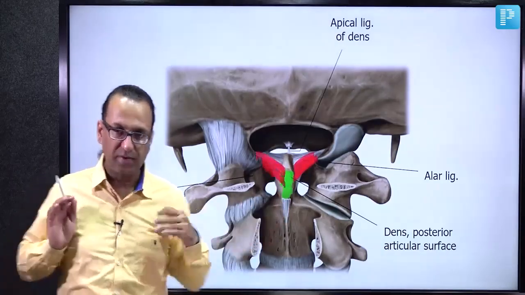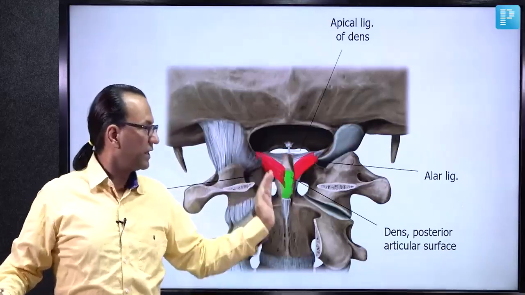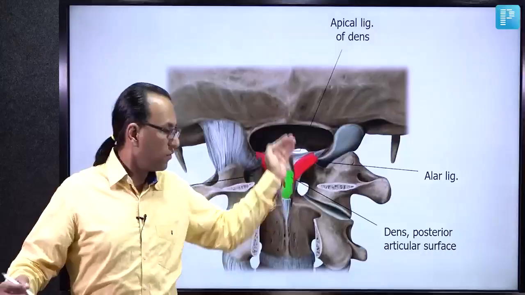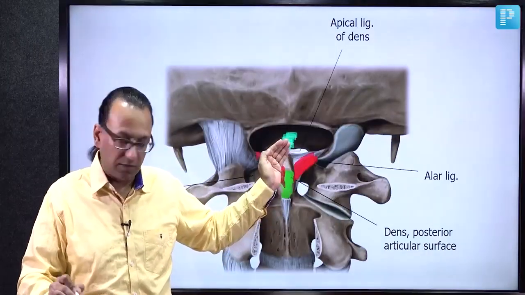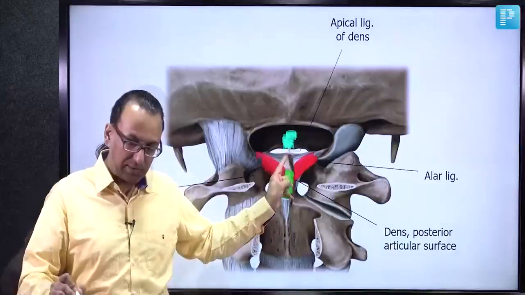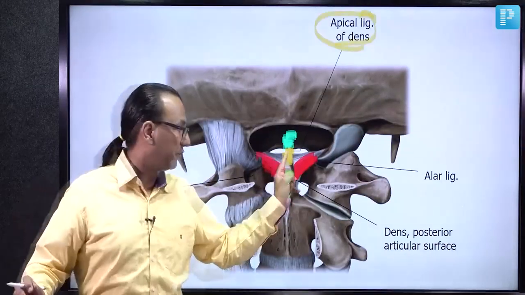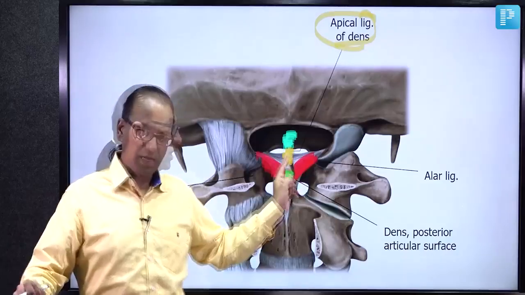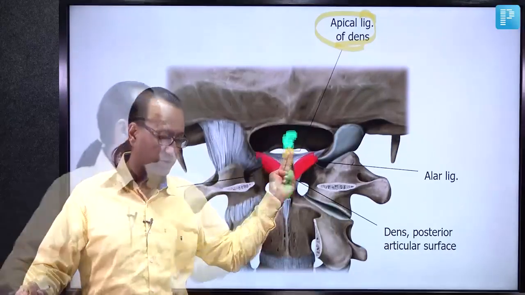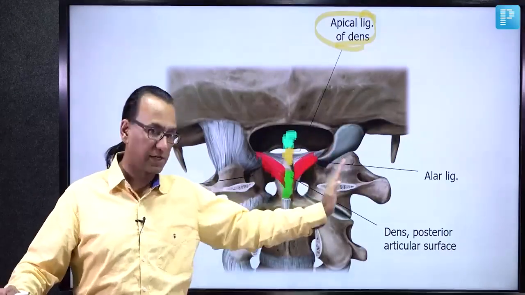Alar means like the wings. It is attaching the dens of the axis anteriorly to the occipital bone at the level of the foramen magnum. And as we have removed the superior longitudinal fascicle of the cruciate ligament, more anterior to that will be the apical ligament of the dens, which is attaching to the tip of the dens of the axis. So the most anterior is the apical ligament of the dens. Behind that is the cruciform ligament, having a superior longitudinal fascicle, inferior longitudinal fascicle, and the transverse fascicle as well.